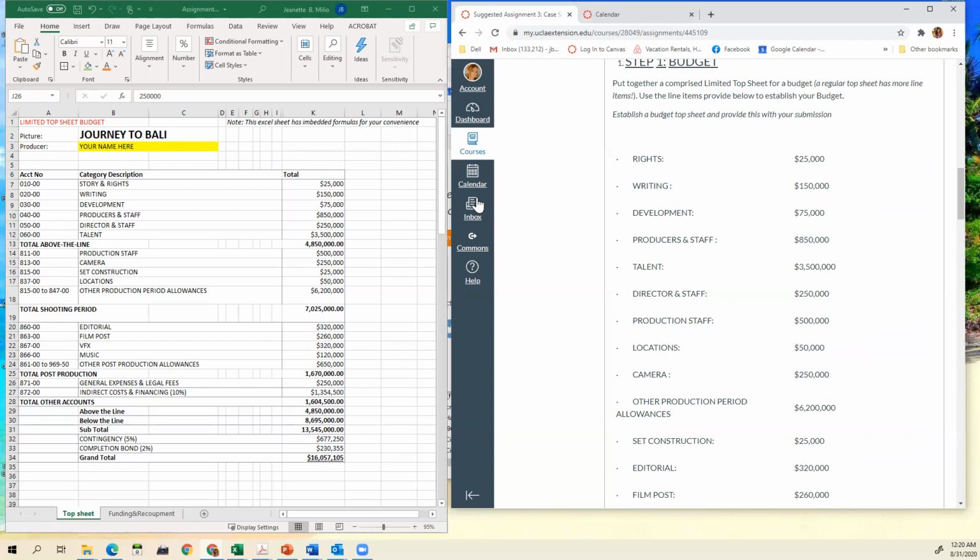So in this case, we start pretty simple. We're putting rights 25,000 here. We have the writing at 150, development cost 75,000, producer and staff is 850.